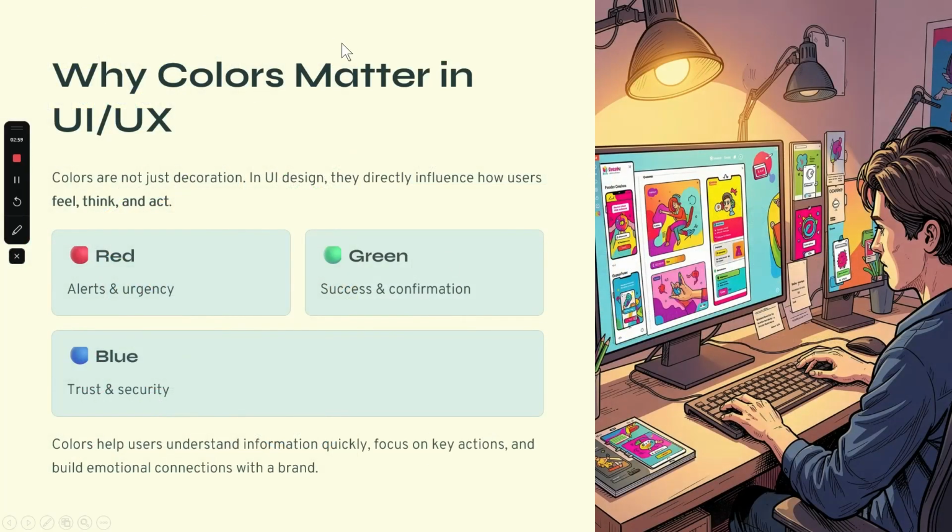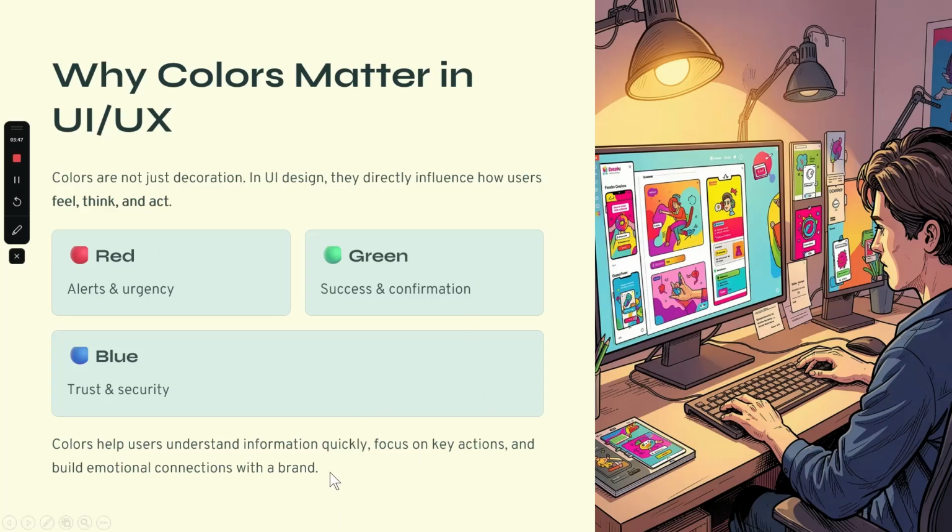So why does color matter in UI and UX? Before that, just remember why colors are important. Colors are not just for decoration. You can see this image also. It's not only for decoration. It helps to understand information quickly. That's not given here, just listen to me. It helps you understand information very quickly. It focuses on important or key actions and builds trust and emotion, so that it builds emotional connections with the brand. The meaning is to build trust and emotion.